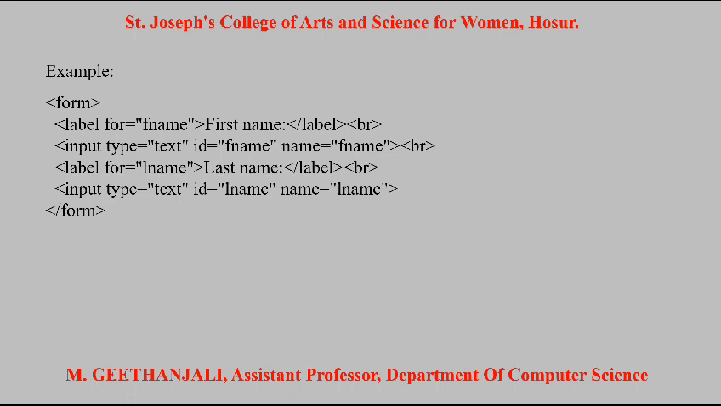The example here is label for equal to fname, that is first name, and input type equal to text, id equal to fname, name equal to fname, and label for equal to lname. Here the text is last name, input type equal to text, id equal to lname, name equal to lname. Here the first name is the label and you enter the first name, and the last name is the label and you enter the last name.